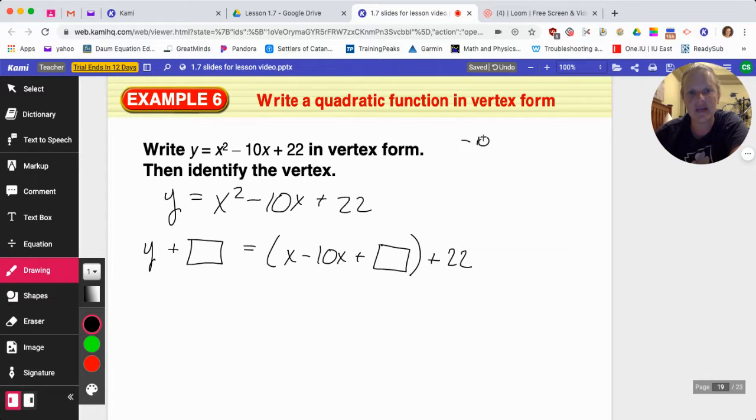I have negative 10 over 2 quantity squared. Negative 10 over 2 is negative 5, so really I need a negative 5 squared. And if I add negative 5 squared, which is 25, there. Okay, does that make sense? All I've done is if I add something to one side of the equal sign, I have to add it to the other. So I have y plus 25 equals, I have a perfect square trinomial.